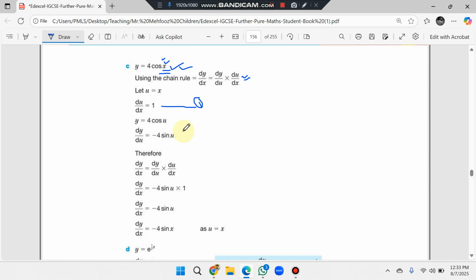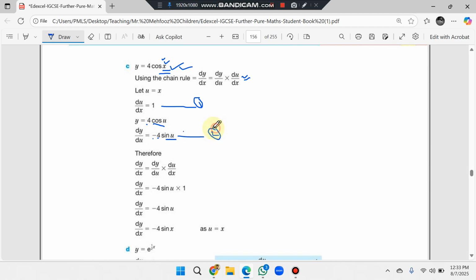So 4 is constant, so when we take the derivative of y with respect to u, it becomes dy by du, that is 4 as it is, and the derivative of cos u is minus sine u, right? So it can be written as minus 4 sine u. This is your equation 2.